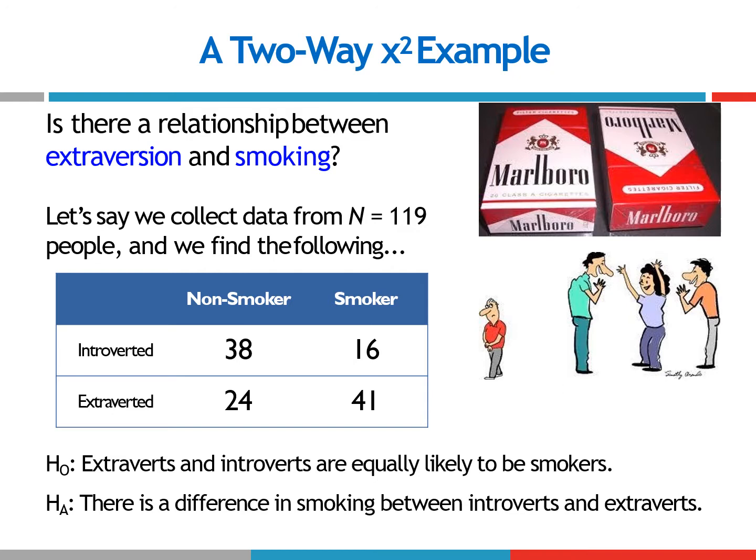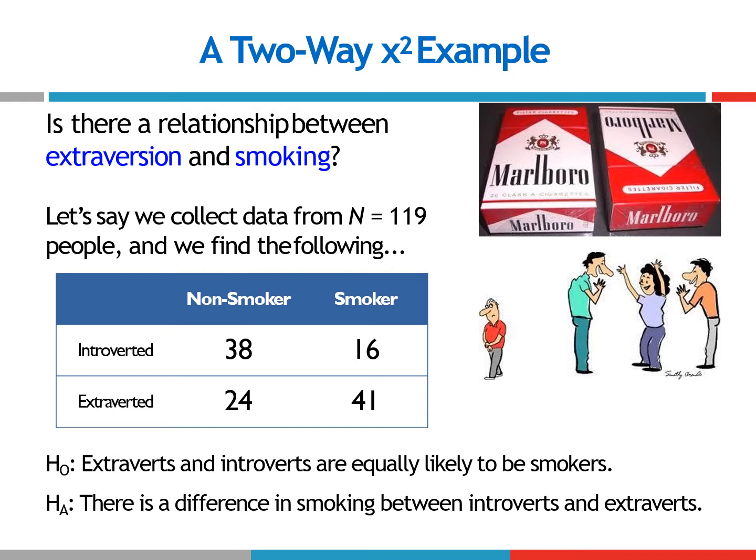Let's suppose we are interested in determining whether there's a potential relationship between extroversion and smoking. Both of those are categorical variables with two levels respectively. For extroversion, we have both extroverts and introverts. And with smoking, obviously we have smokers and non-smokers.